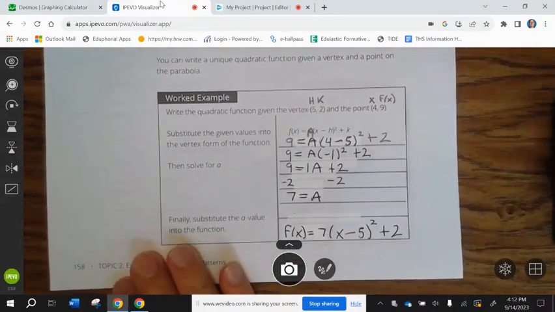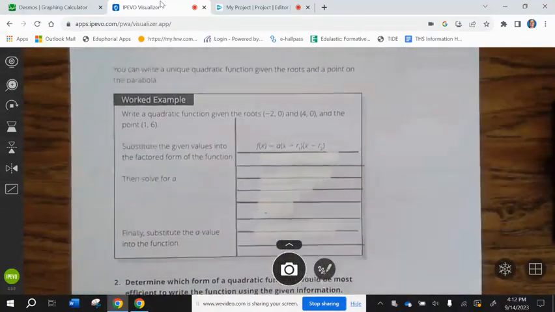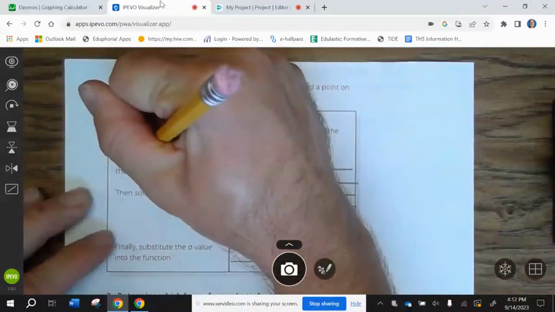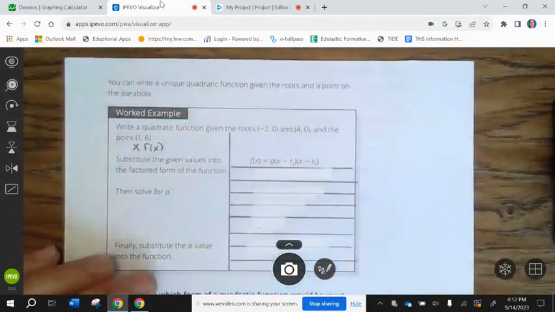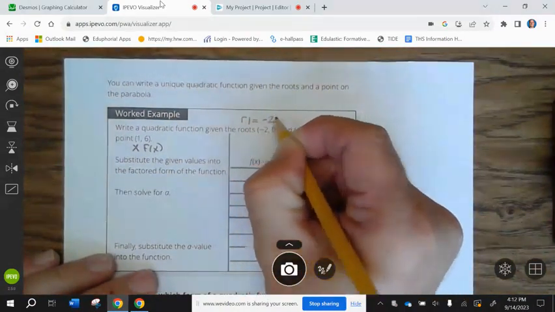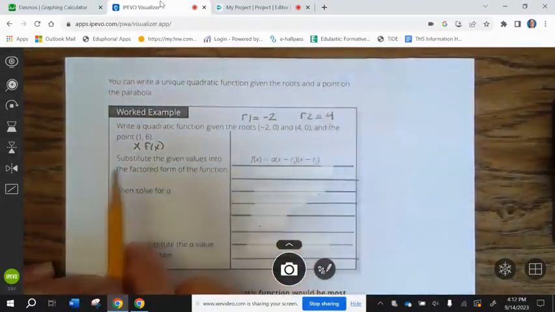All right, let's take a look at the next example. You can write a unique quadratic function given the roots and a point on the parabola. Write a quadratic function given the roots -2, 0, and 4, 0, and then the point 1, 6, which is x, f of x. So R1 equals -2, and R2 equals 4. So we're going to plug these numbers in.